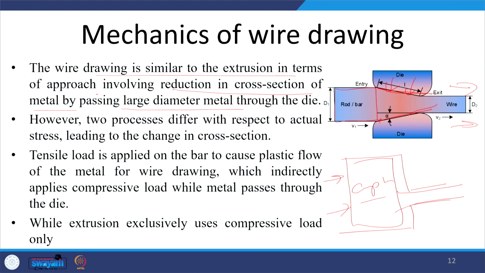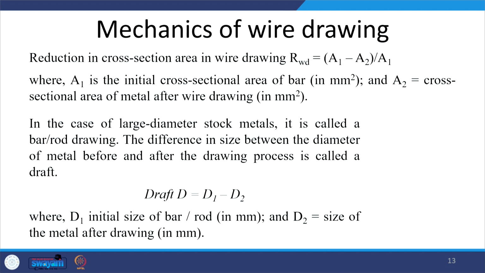Okay. So, wire drawing is similar to extrusion in terms of the approach involving the reduction in cross section of the metal by passing the large diameter metal through the die. However, the two processes differ in respect of the actual stresses leading to the change in cross section. Tensile load is applied on the bar to cause the plastic flow of the metal for wire drawing, which indirectly applies the compressive load with the help of the die when the material is passed through the die, while the extrusion process exclusively uses the compressive load. This is the first aspect. Then the second is about the dimensional change, stress, strain, like that.